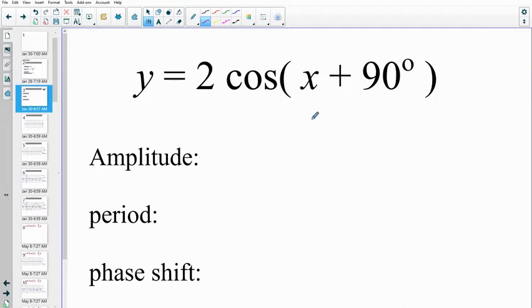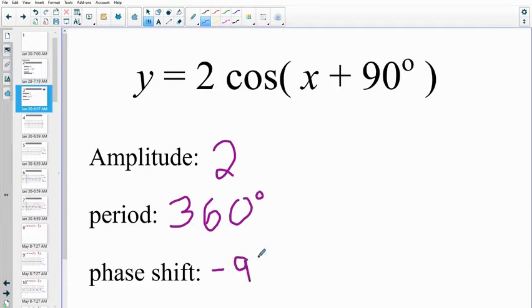Here's our first equation. I've got 2 times cosine of x plus 90. Amplitude is 2. Period, because there's no number multiplied by the x, the period is either 2 pi or 360, but since my phase shift is in degrees, it must be a degree measure, 360 degrees. And then the phase shift we see, this is x plus 90. That's the same as x minus negative 90. So you can say negative 90 degrees, or if you say to the left by 90, that's going to work also. And so that's how far the graph is going to end up being moved.